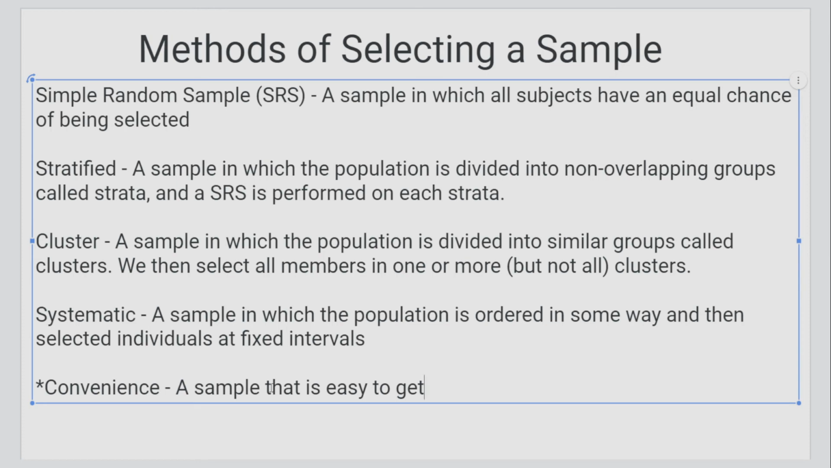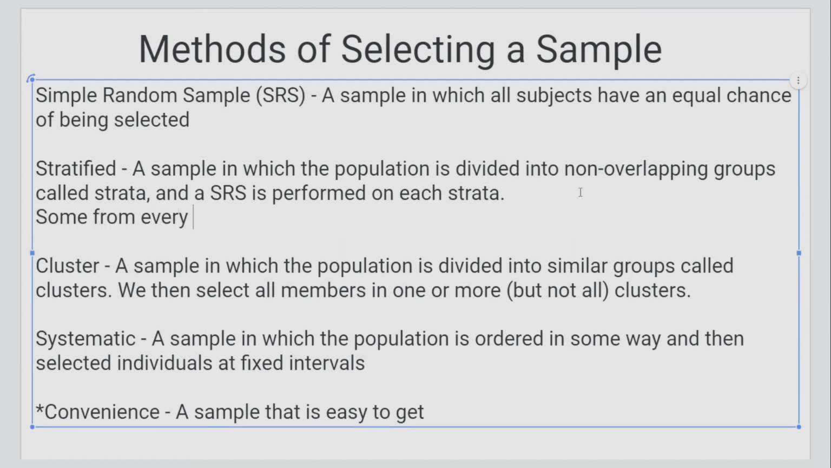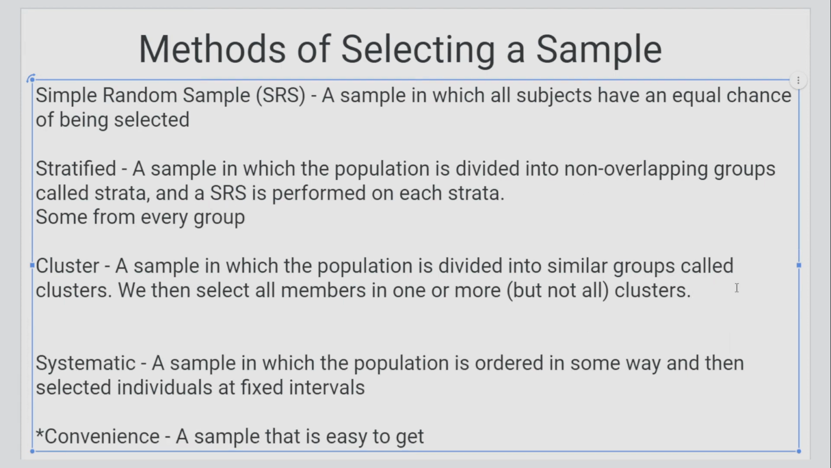The way I like to differentiate between stratified and cluster is that for stratified, I say that we are selecting some people from every group, and for cluster, I'm selecting everybody from some groups. I'm gonna write that here. Some from every group. And then in clusters, we have everyone in some groups. And so that is probably the easiest way to differentiate between the two.